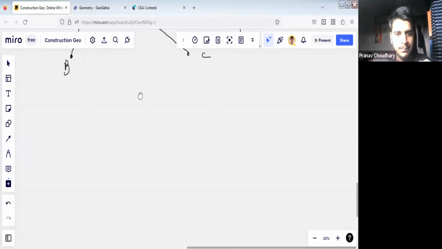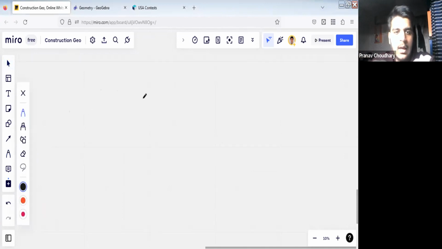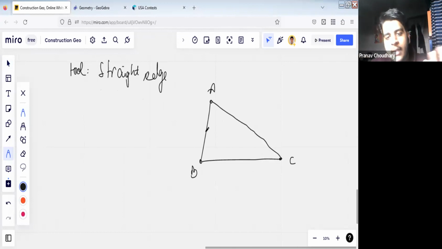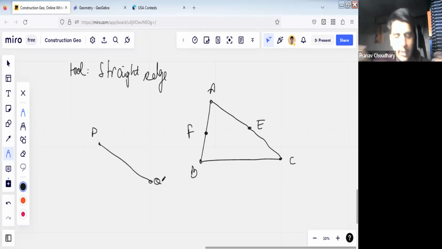I'll just make another diagram for clarity. The tool you have here is only a straight edge, nothing else. So just consider that you are given a triangle ABC. With a straight edge, you can construct lines. And the midpoints of two sides are given. Let's just say the midpoint of AB is given, call it F, and the midpoint of AC is given, call it E. Prove that given any segment PQ in the plane anywhere, you can construct the midpoint of PQ just using a straight edge.